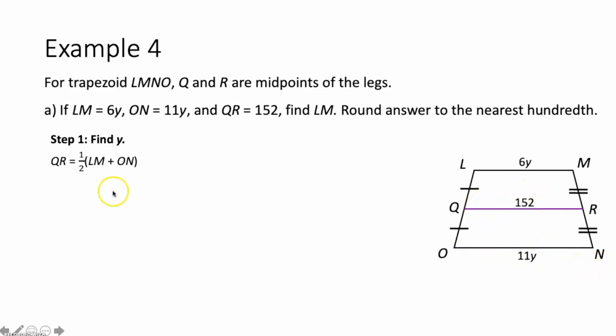Now we plug in what each of those things are equal to. The measure of segment QR is 152, that goes in here. The measure of segment LM is 6y, that goes in here. And the measure of segment ON is 11y, that goes in here. Now we can simplify this and solve for y. So 6y plus 11y is going to give you 17y.